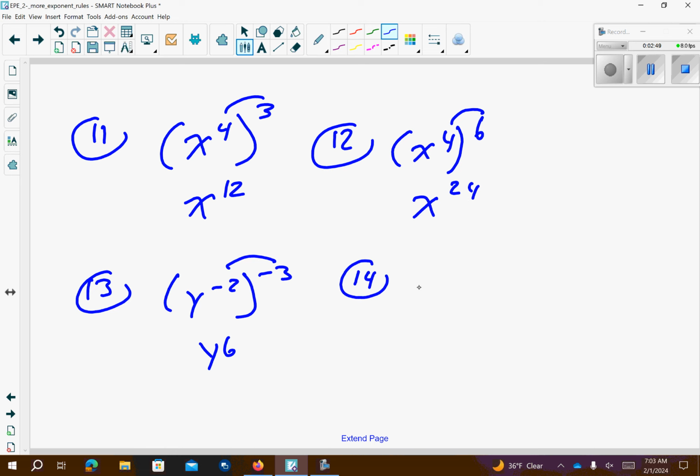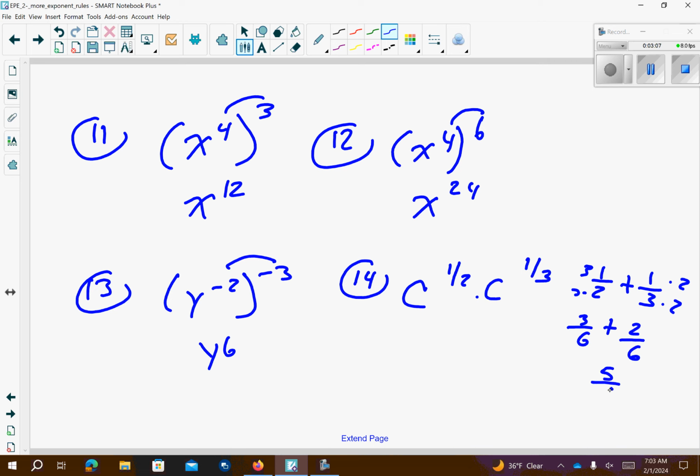Number 14, yeah, we can have an exponent as a fraction. If it's a fraction, that means I have to add those exponents. So 1/2 plus 1/3. So let's multiply that by 3 and 3, so that's 3 over 6, plus multiply that by 2 and 2, so that's 2 over 6, so that's 5 over 6. So c raised to the 5/6 power. Make sure you ask me if you have questions about that.